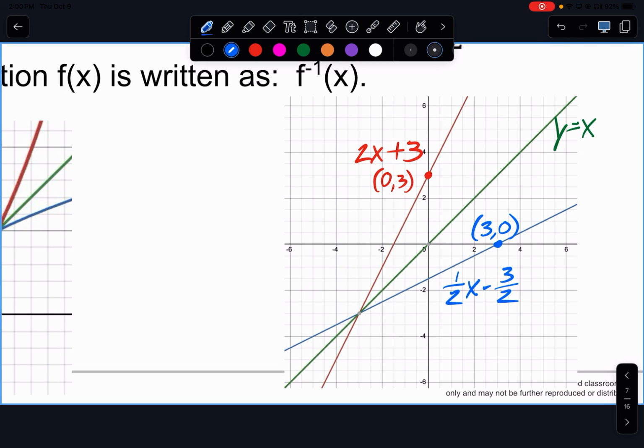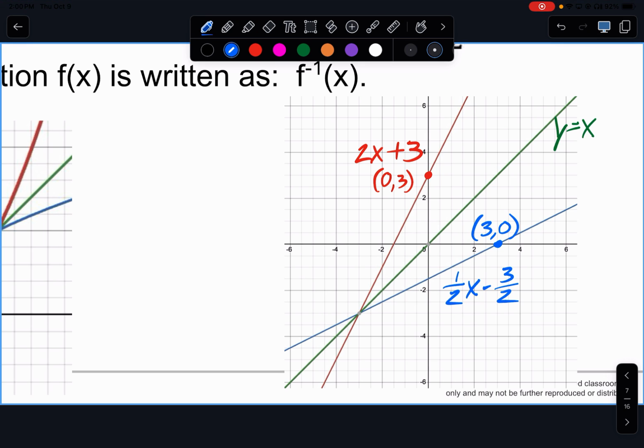That's what happens on every single point on this line. Whereas on the red line, it might be at, there's not another good one. But all the x and y coordinates just flip-flop. And that is the true nature of an inverse.